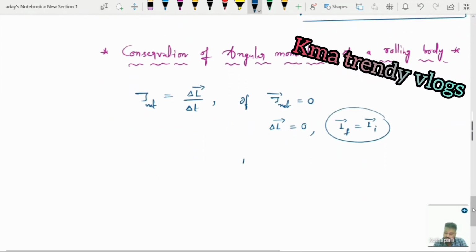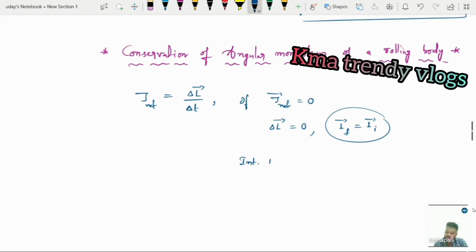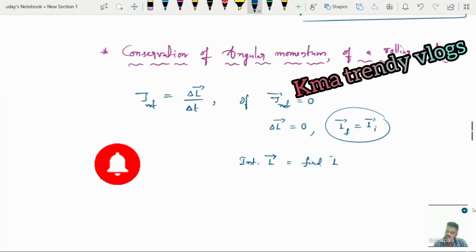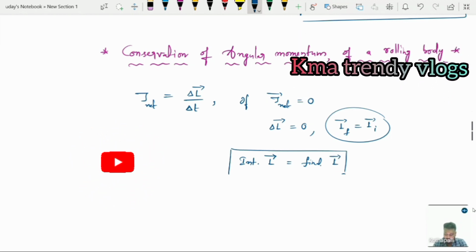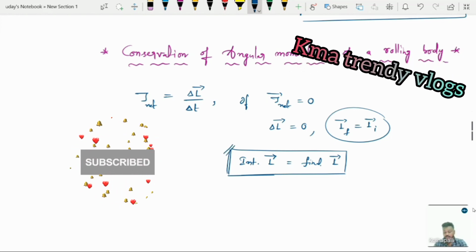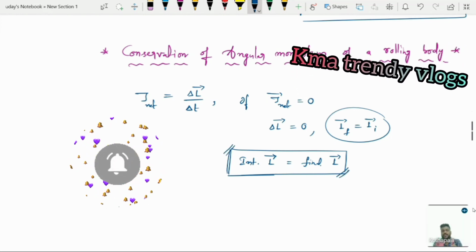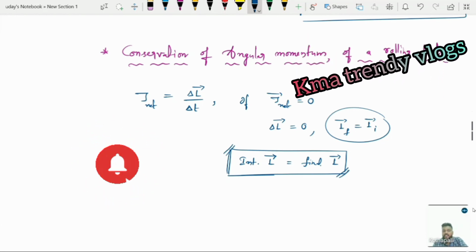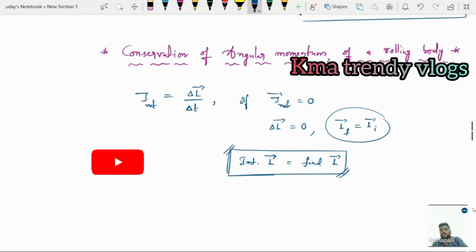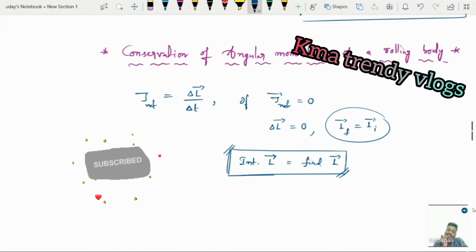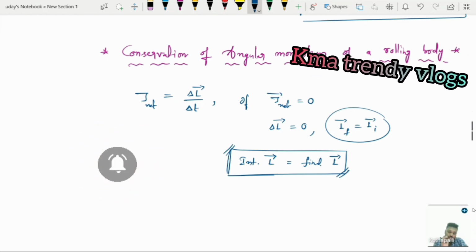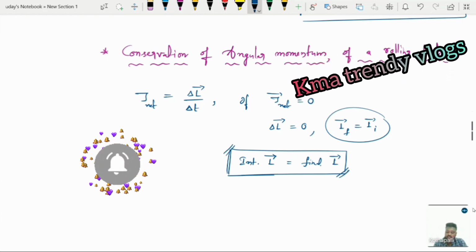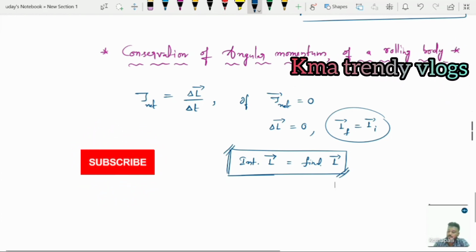That means initial angular momentum is equal to final angular momentum of a body or point mass or system of masses or any rigid body, whatever it is. If initial and final angular momentum are equal, then the angular momentum is said to be conserved, which indirectly means that the net torque acting on the body is zero. There will be no torque acting on it. In that condition only can it satisfy the conservation of angular momentum.